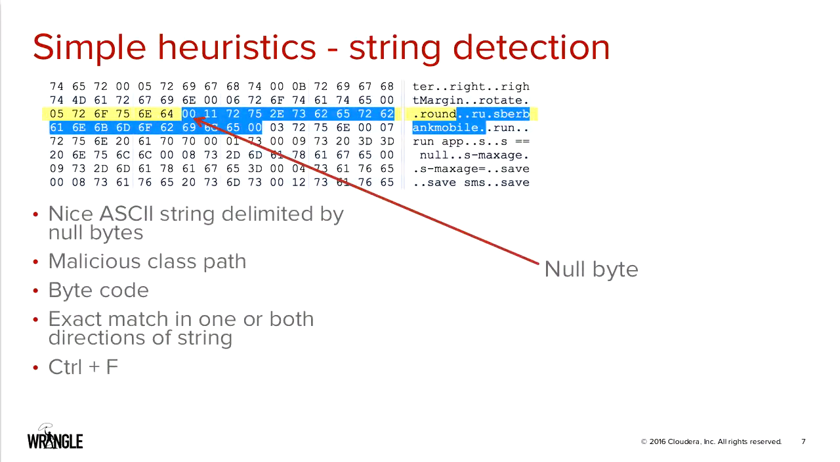String detection: if you were to just open up that Dalvik executable in a hex editor, in this case you see it says ru.esperbankmobile. Something, I can't read it from here. That's one that I downloaded from Contagio a few days ago, which is a really good source of malware, freely available, if you're interested in this. What you can do is write a heuristic on a string that's delimited by null bytes.